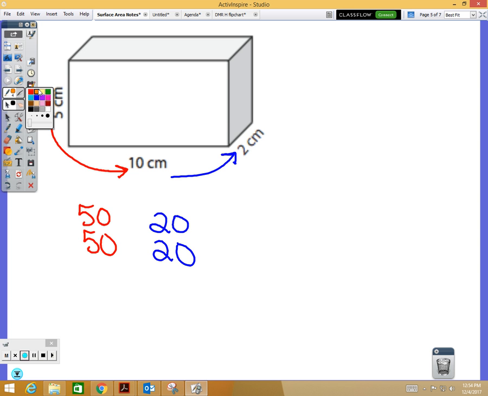And then let's go 2 to 5. It's 10 and 10. So again, we had 5 times 10 is 50. 10 times 2 is 20. And 2 times 5 is 10. So those are the 3 different sizes that we have. 160.